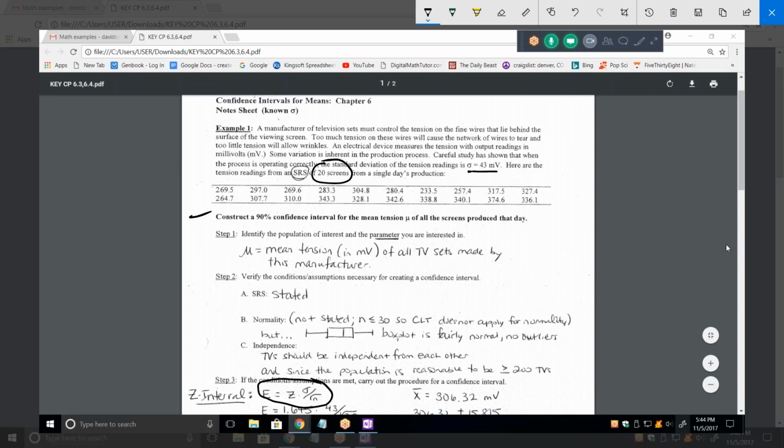Okay, so identify the population. It's the mean tension in millivolts of all TV sets made by that manufacturer. Verify the conditions. It's an SRS. Yes, it is. We're randomly selecting 20 screens. Normality. It's not stated, but as long as n is less than or equal to 10, the central limit theorem applies, or excuse me, does not apply if it's less than 30.